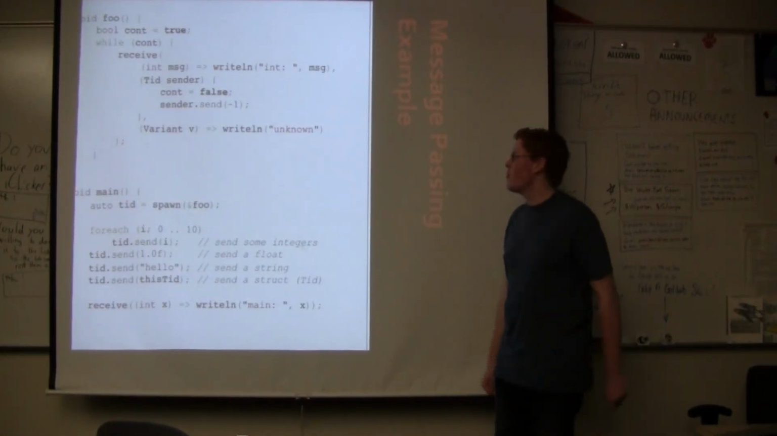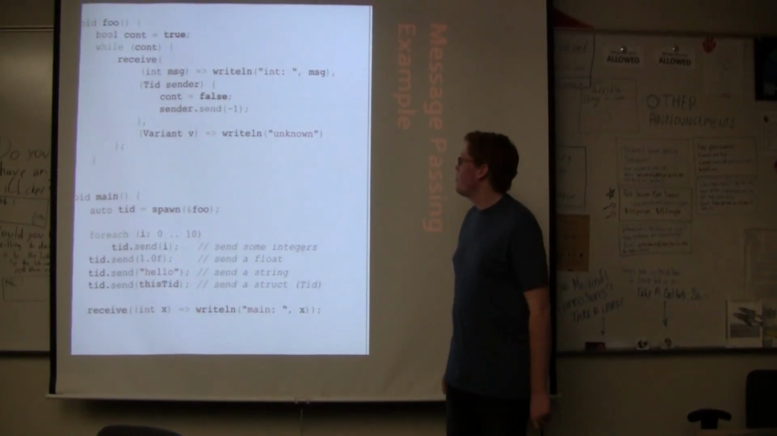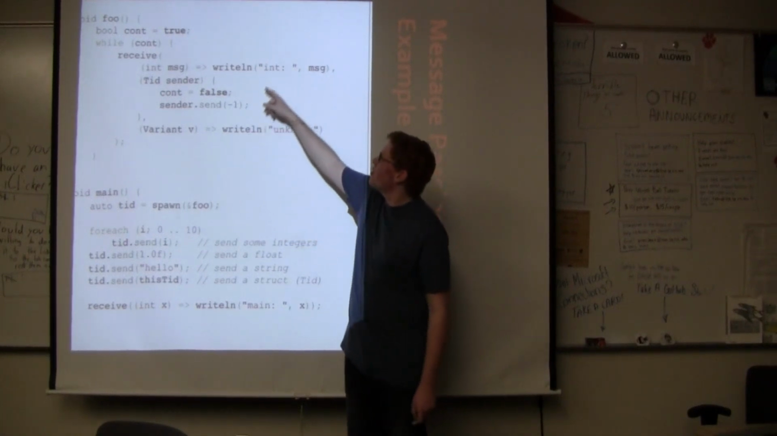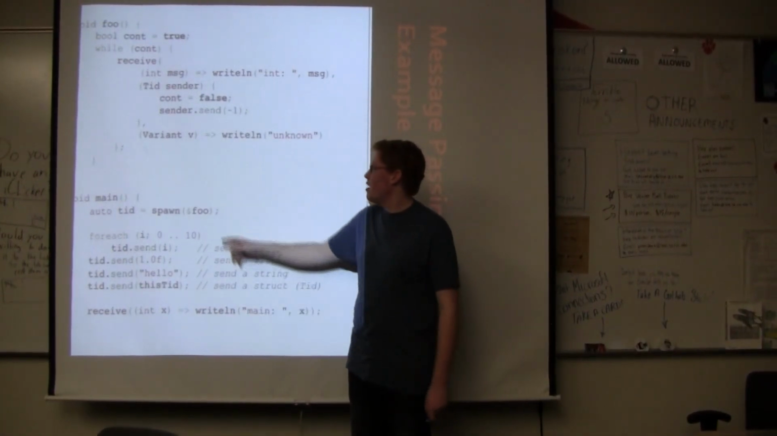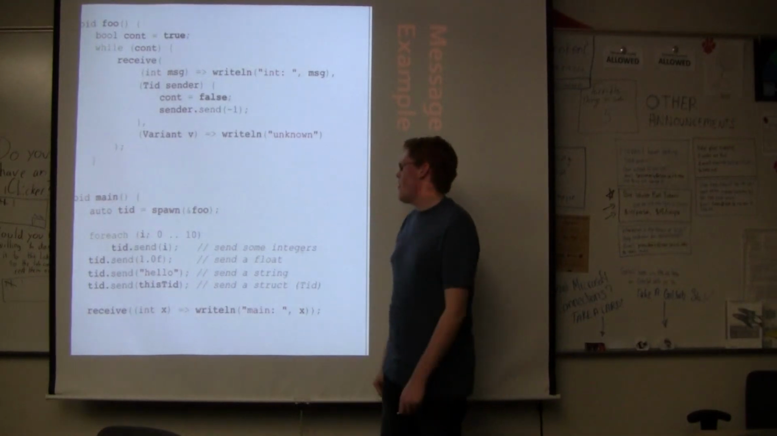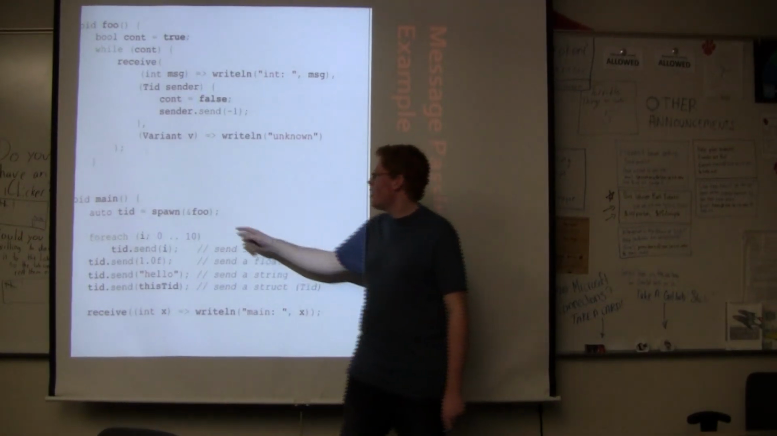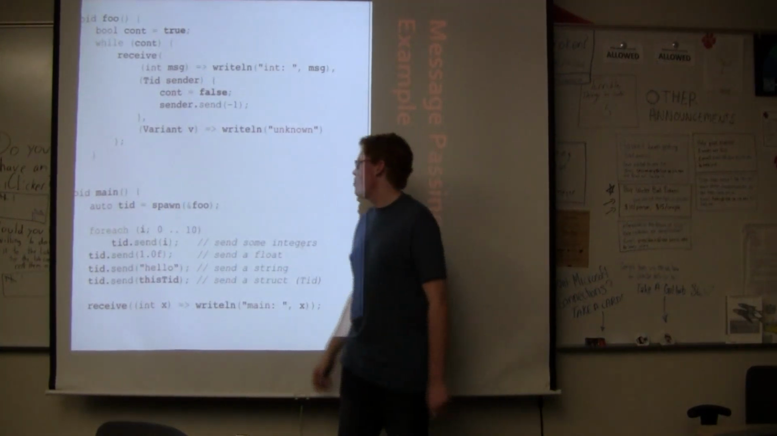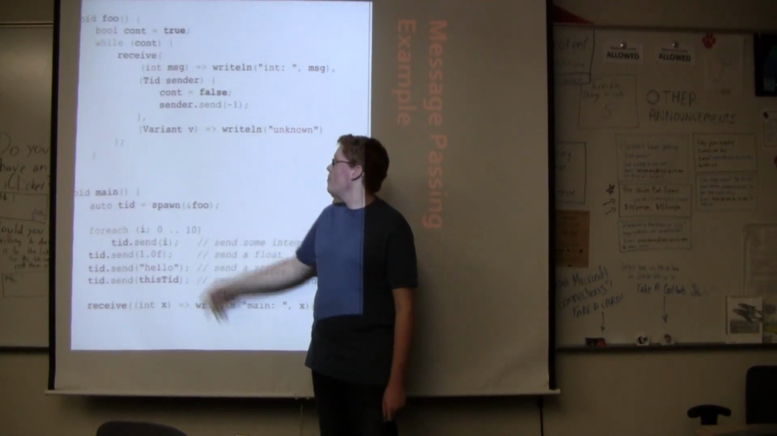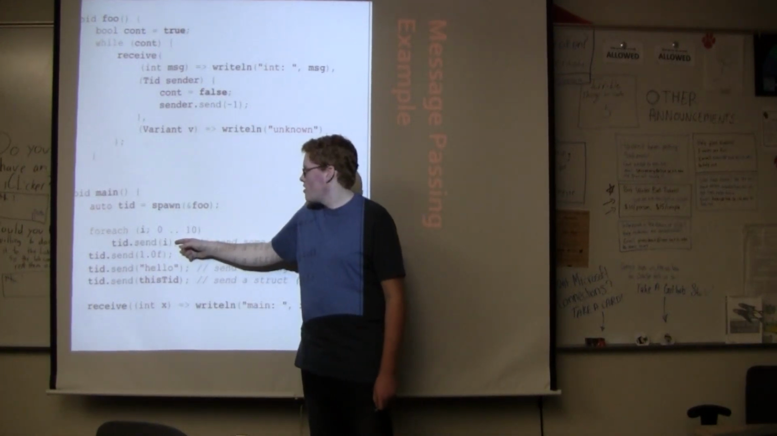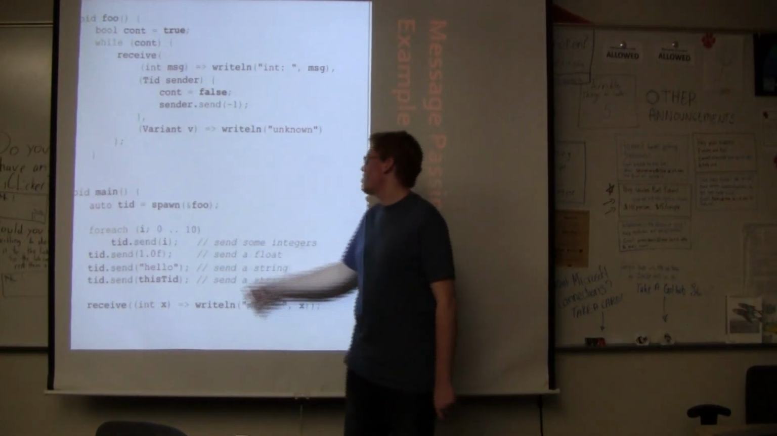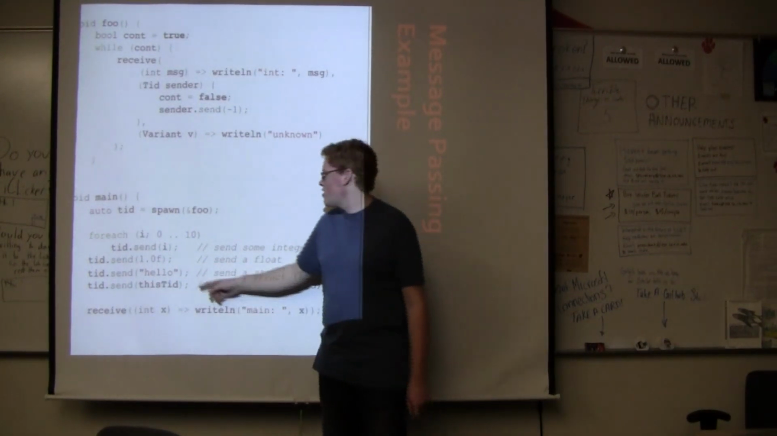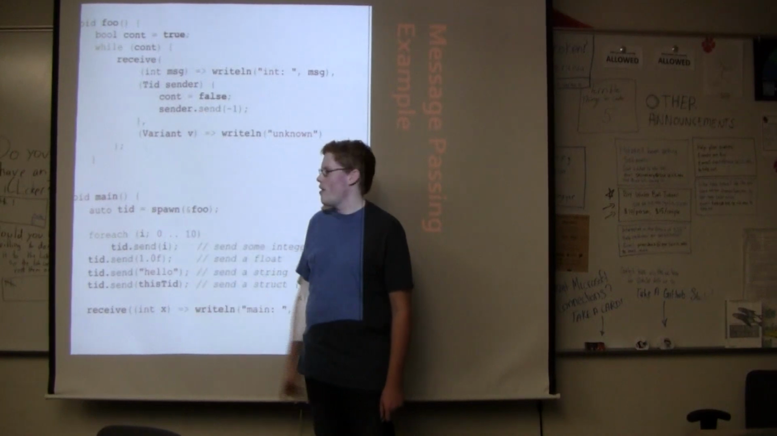If you haven't taken concurrent before, this might be all a little foreign, but essentially what's going on here is there's this foo method up here, which is being run as a separate thread. And then what happens is when you spawn the thread, you get a thread ID, and then the main loop can send that thread messages through its thread ID. Here it's sending a bunch of ints, a float, and then the string hello, and then it's sending the thread ID of the thread.